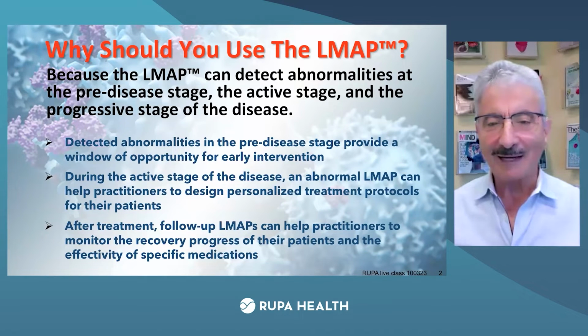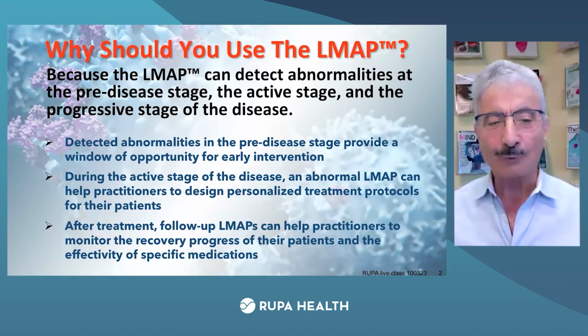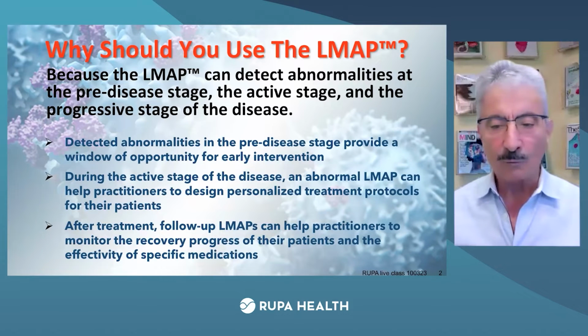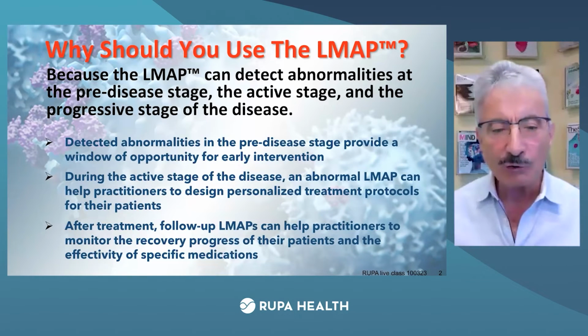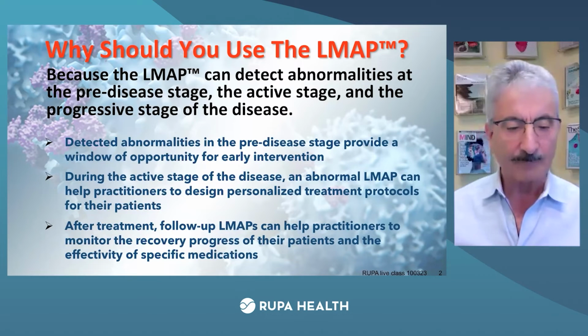Furthermore, we can detect abnormalities at early and active stage of the disease, not only just at the early stage, and finally, even at the progressive stage of the disease. So in the pre-disease stage, detected abnormalities provide a window of opportunity for early intervention. That's the most important message of this class today.